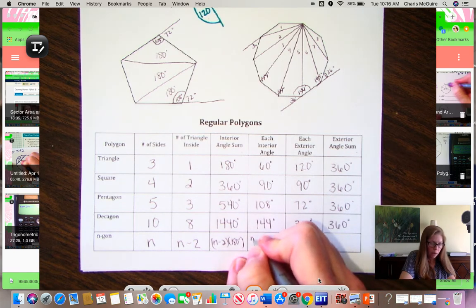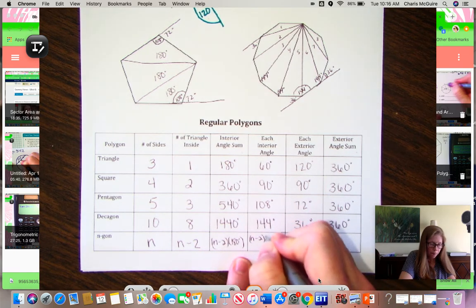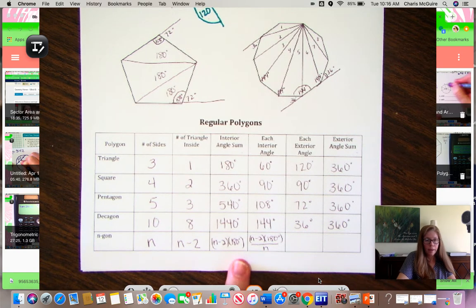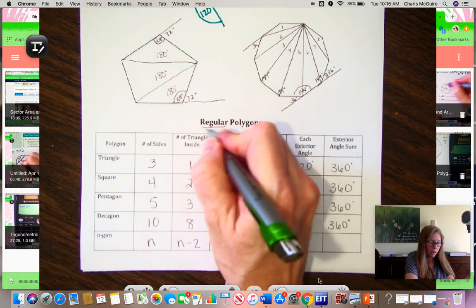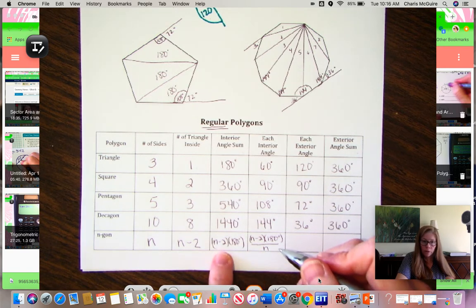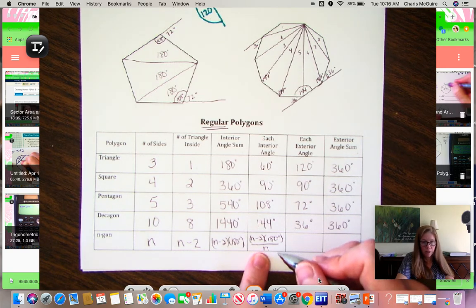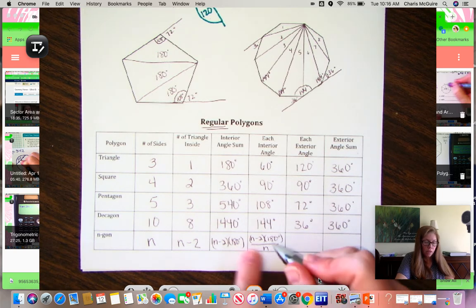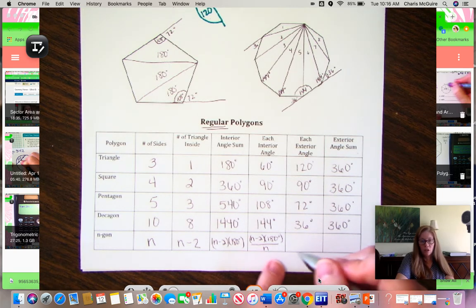So we're going to do n minus 2 times 180 degrees, all divided by n. Now, I have to specify that this is for regular polygons, right? If it's not a regular polygon, this doesn't work. This will work, but not the each interior. All right, then so each exterior is just a supplementary relationship.